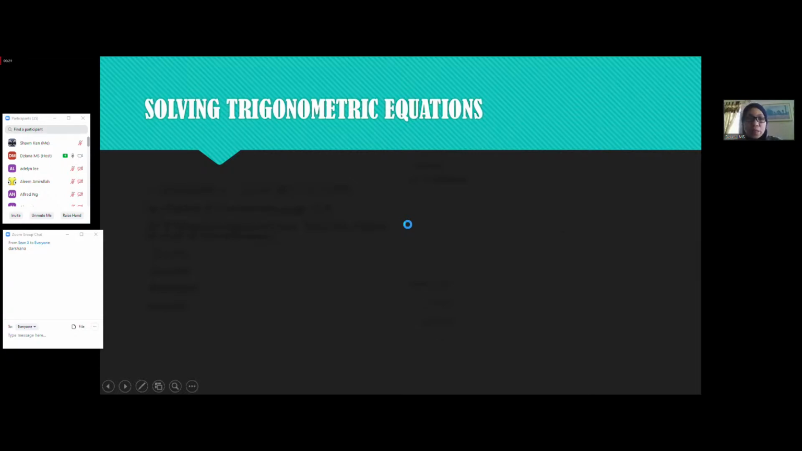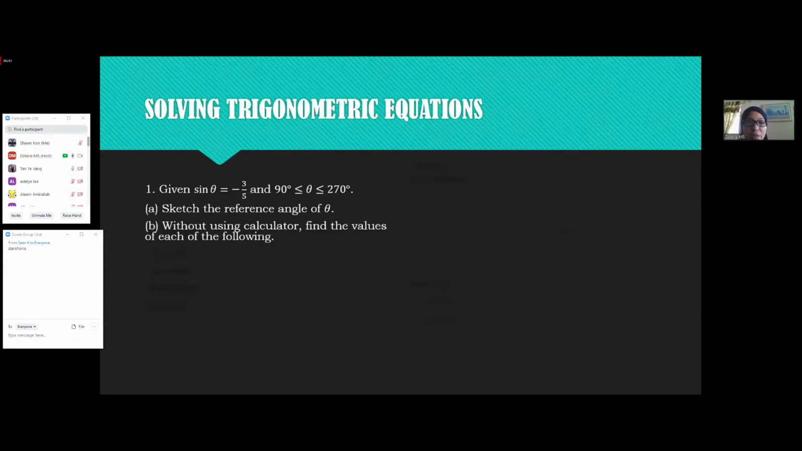Please take note of this type of question for trigonometric equations, right? You are given sine theta is negative 3 over 5, and the theta is between 90 to 270. The question is, sketch the reference angle of theta, and then, without using calculator, find the values of each of the following: cos theta, tangent theta, cosecant theta, and cotangent theta. This type comes out in SPM, so you must have the idea how to answer this type of questions.